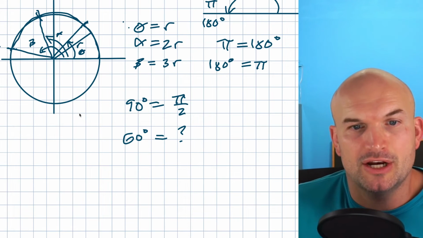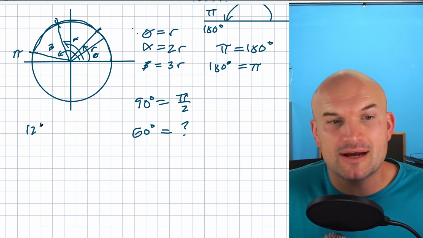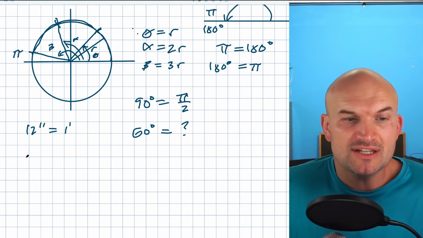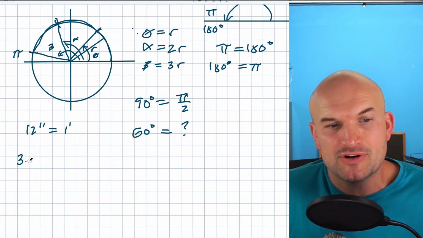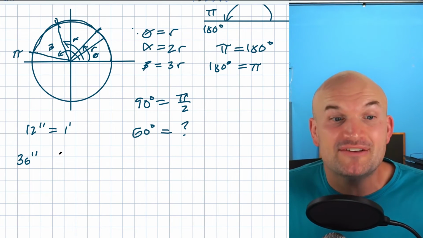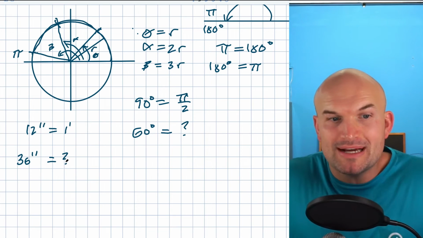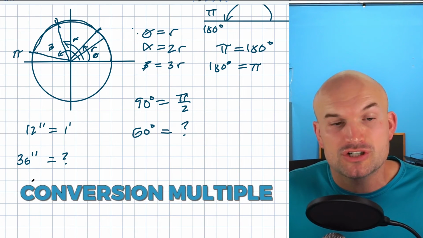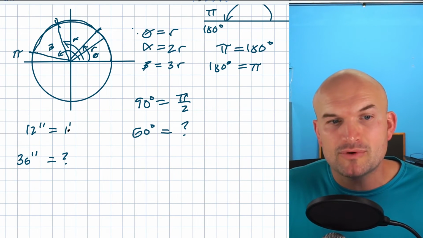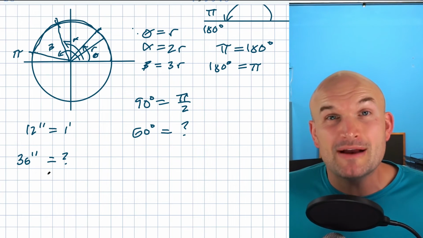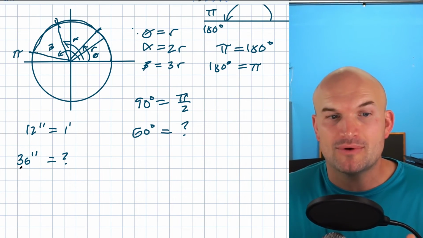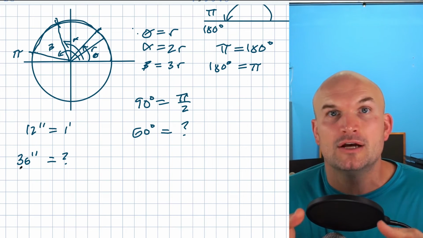So to convert from degrees to radians, it's best to understand how we do that with other measurements. So for instance, just like pi is equal to 180, remember that we have 12 inches is equal to 1 foot. Let's do a simple example. What if I had 36 inches and I needed to know how many feet that is equal to? So what do I do here? Well, I'm going to use a conversion multiple. If I rewrite 12 inches equal to 1 foot as a fraction, they're the same measurement, right?